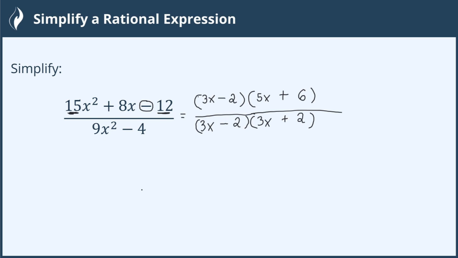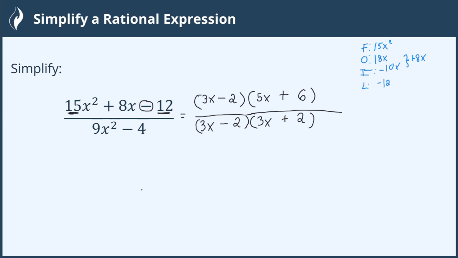Now I am going to check this using FOIL just to be sure my signs are correct. When I FOIL, the first times the first, 3x times 5x is 15x squared. Outer times outer, 3x times 6 is 18x. Inner times inner, negative 2 times 5x is negative 10x. And last times last, negative 2 times 6 is negative 12. These middle two terms do indeed combine to 8x, creating the term 15x squared plus 8x minus 12, which is what I want.